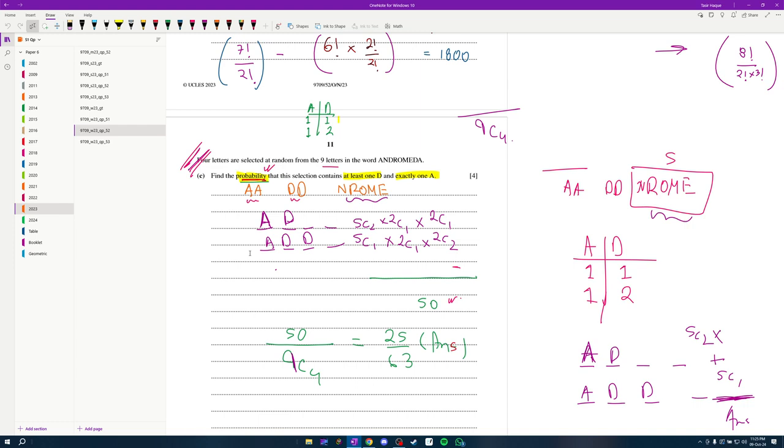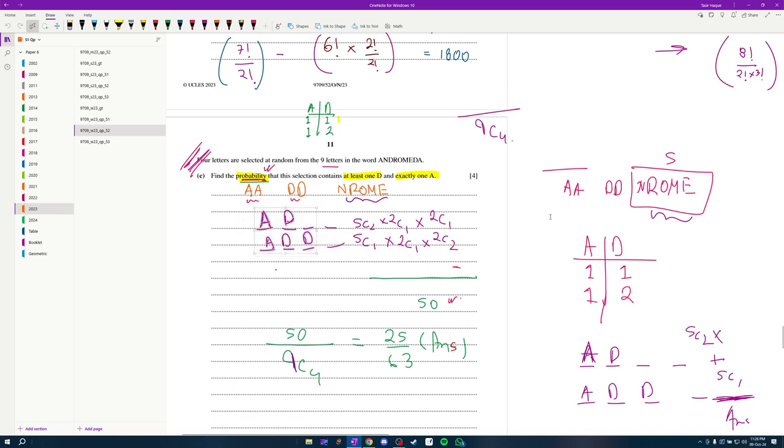So we have 2 A's and 2 D's. So exactly 1 A and at least 1 D. So 1 A and 1 D, or 1 A and 2 D's. So there are some other blanks left where the remaining letters can be allocated. So here it's going to be 5c2, here it's going to be 5c1.